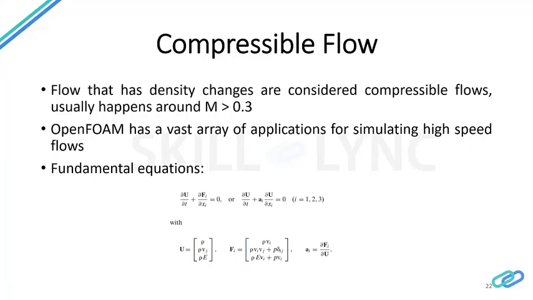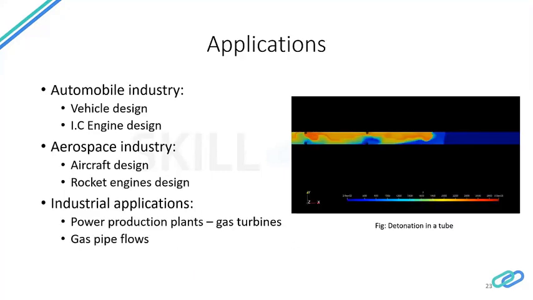Any flow that has density changes is considered compressible flow. Any flow that has a density changing from its inlet to outlet is considered compressible flow. In nature, these effects are not negligible after Mach number 0.3. So after a particular speed greater than 0.3, we need to consider the flow as compressible. OpenFOAM in itself has a vast array of applications for simulating high-speed flows, as we saw before. These are the fundamental equations. A few of the examples of compressible flow are written here, as you can see.